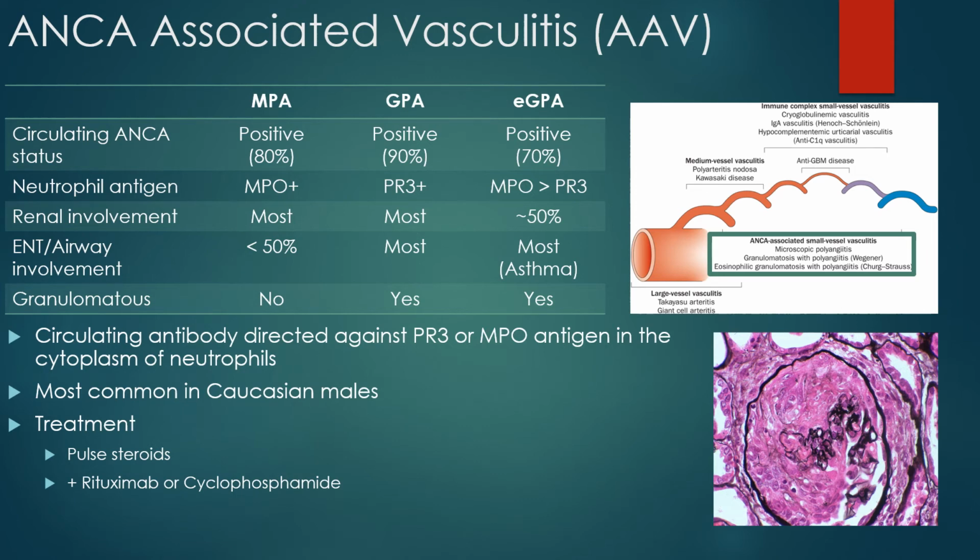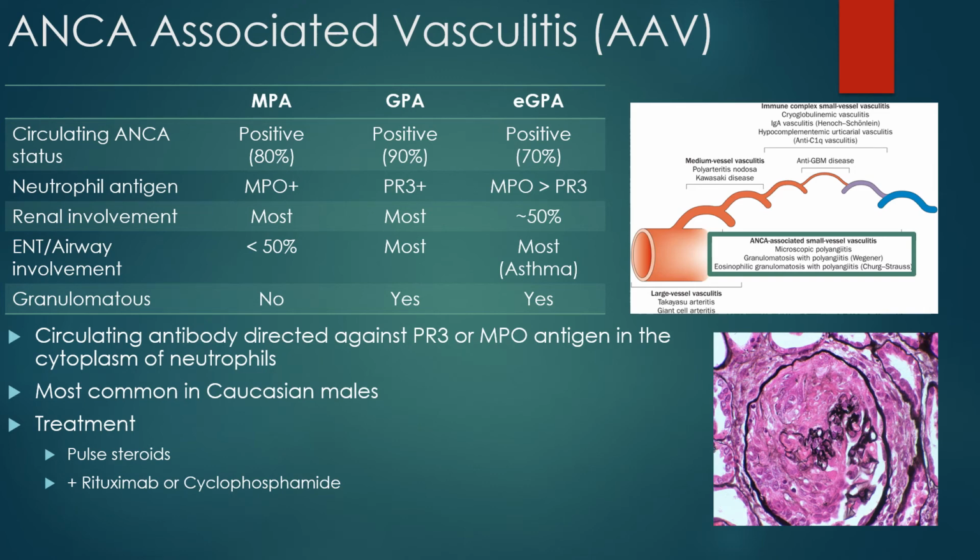Granulomatosis with polyangiitis, or GPA, formerly known as Wegener's, is generally PR3 positive, and most patients have renal as well as airway involvement. GPA patients who are PR3 positive also tend to have a higher risk of disease recurrence. Eosinophilic granulomatosis with polyangiitis, or EGPA, formerly known as Churg-Strauss, can be either MPO or PR3 positive, although MPO positivity is more common, and about 50% of patients have renal involvement, with most patients having airway involvement, including asthma.